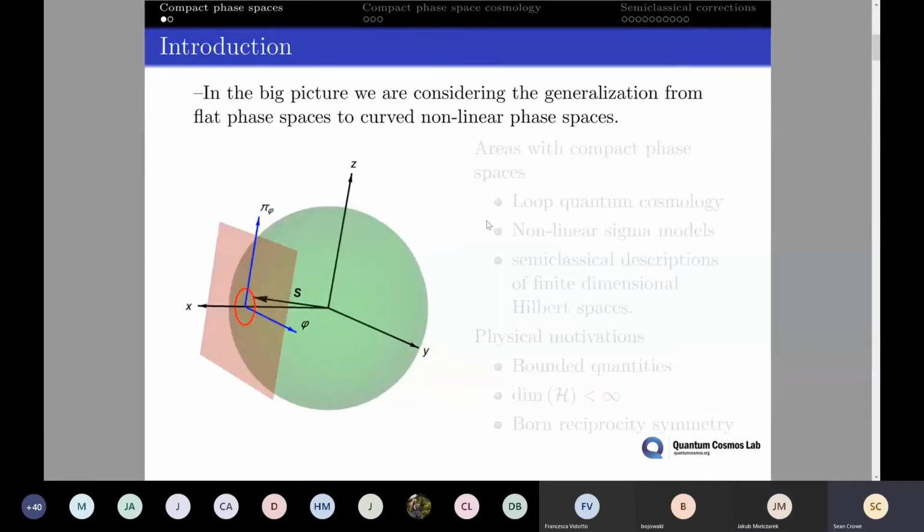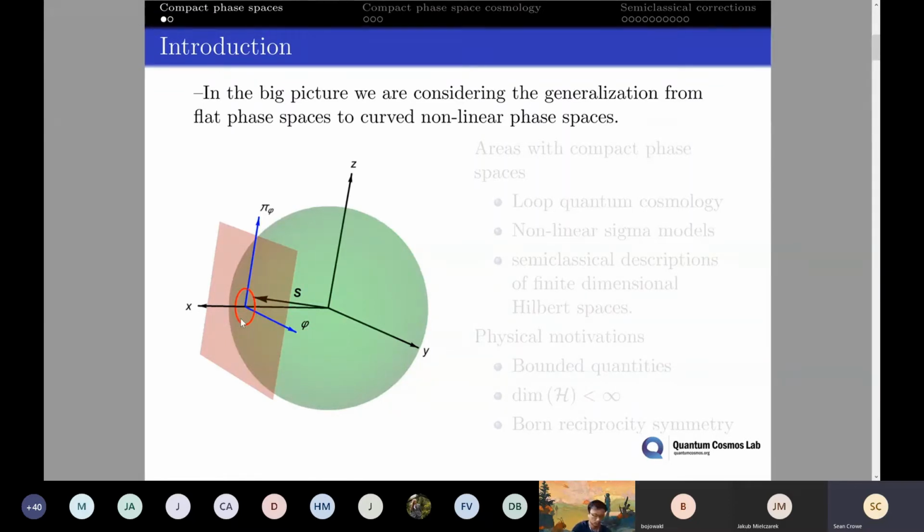So in the big picture, we're considering generalization away from flat phase spaces to curved and nonlinear phase spaces. A kind of cartoon of that is pictured down here. A flat phase space is usually described by 2 canonical coordinates, or 2n canonical coordinates. In this picture, we have this red square, which is parameterized by the canonical coordinates phi and pi phi.